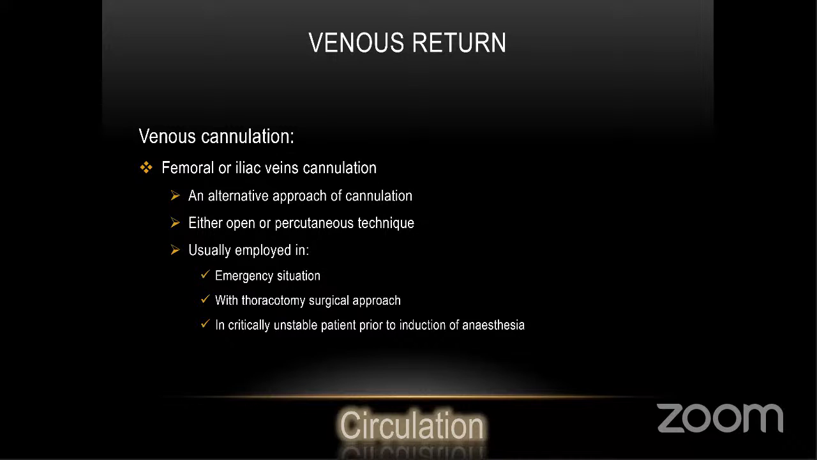Femoral or iliac vein cannulation is considered an alternative approach, done by either open or percutaneous technique. It is usually employed in emergency situations, with patients undergoing thoracotomy surgical approach, and in circulatory unstable patients prior to induction of anesthesia. Usually TEE can be particularly helpful in assuring proper placement of the cannula.